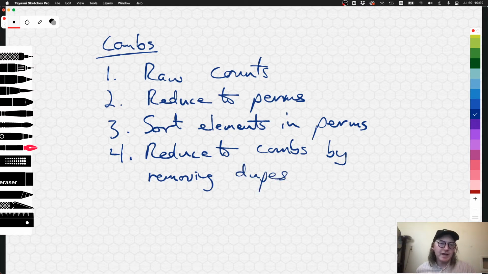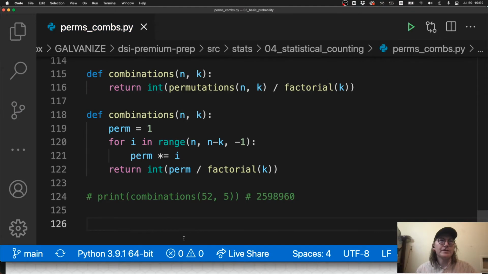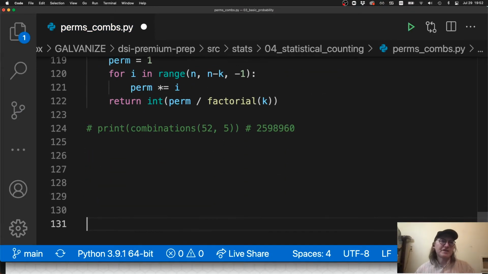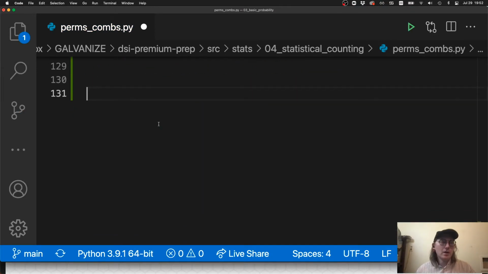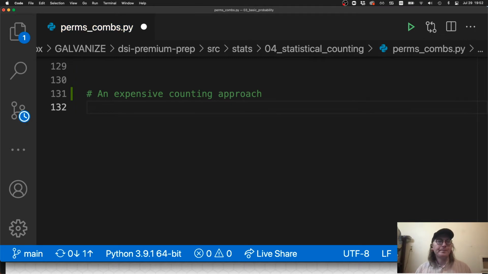And as a kind of story problem for this, let's use basketball teams. I think it's a good one. So, all right, I'm going to call this an expensive counting approach. That algorithm I just showed you is a little expensive, and that's okay. It's just a little expensive, and that's fine.